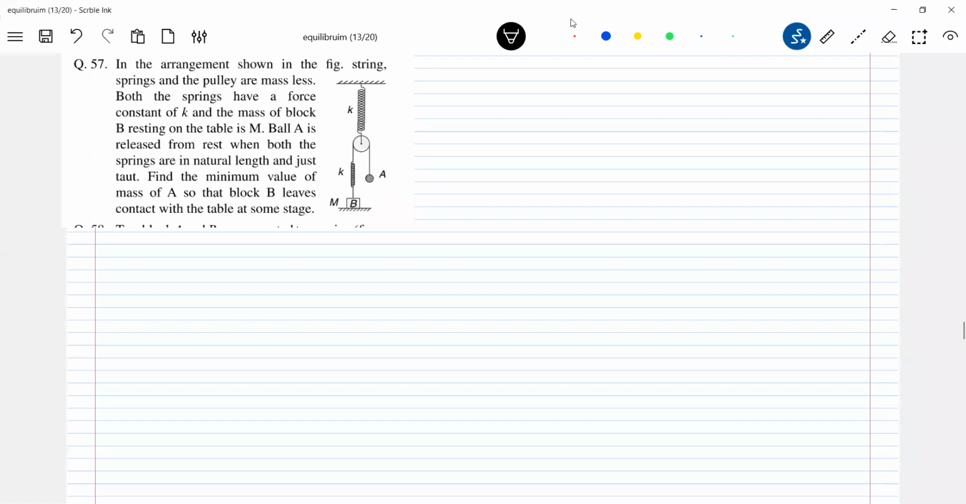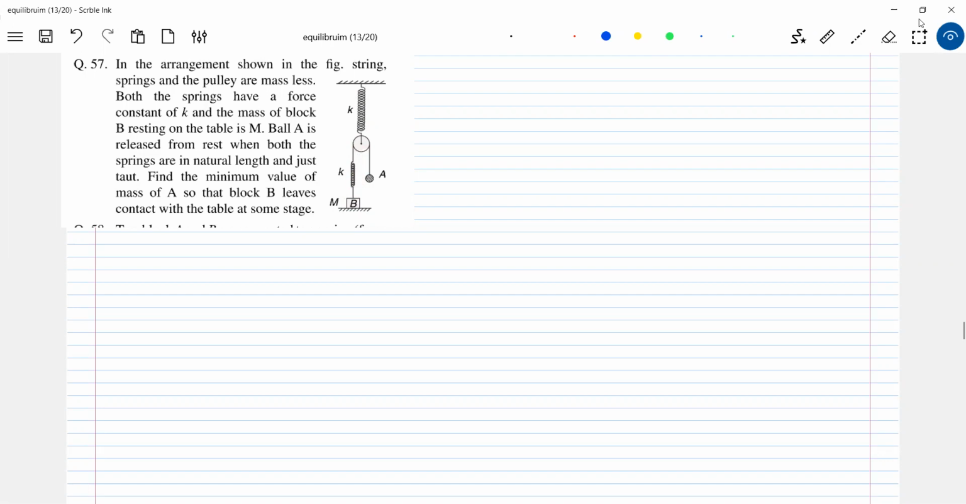The contact. So find the minimum value of mass A so that block B leaves contact. I think we did the same problem without this. Can you remember? Without this upper spring, we discussed this problem. Now I'm bringing multiple springs here.